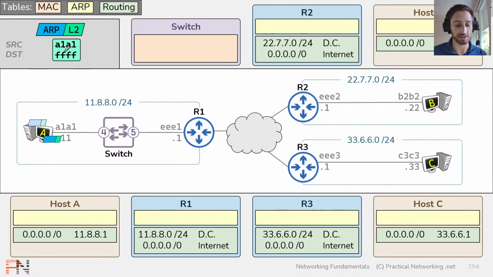In any case, this ARP request will be sent out onto the wire, where the first place it'll arrive is on the switch.